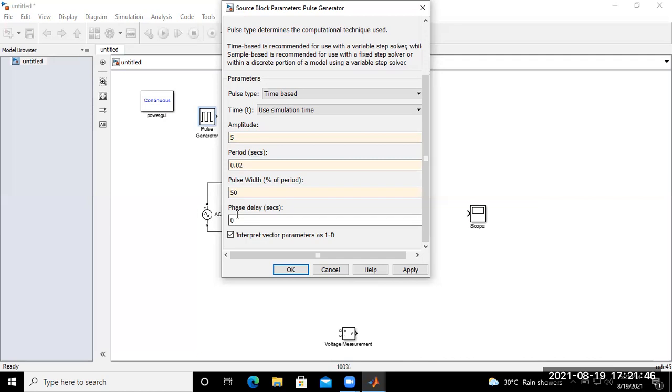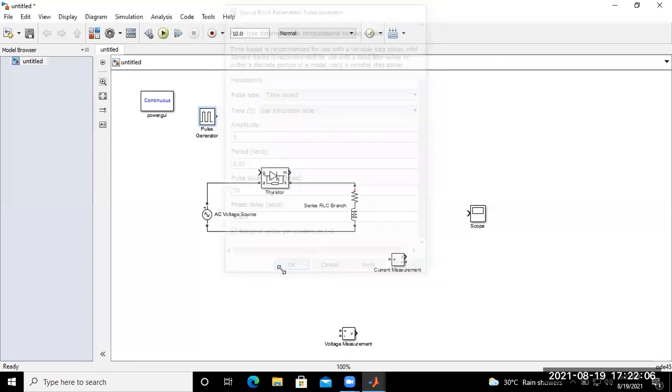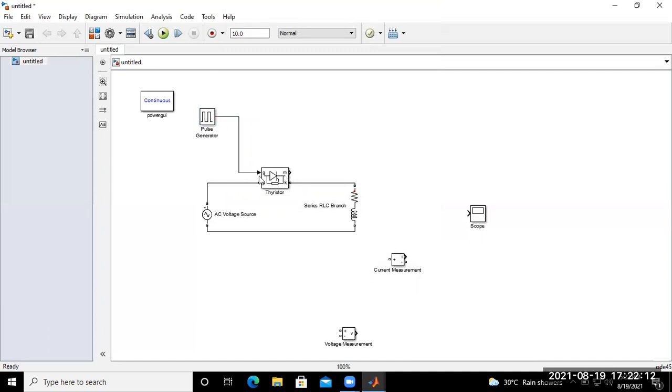Mine is coming 0.00163. Just tell me, 0.016. Yes, sir. Okay. Whatever the value that you put here, and whatever delay angle alpha you want to supply, just provide this gate pulse here, and the two voltmeters, connect one for the input voltage waveform and another for the output voltage waveform. Okay. So just connect this one.